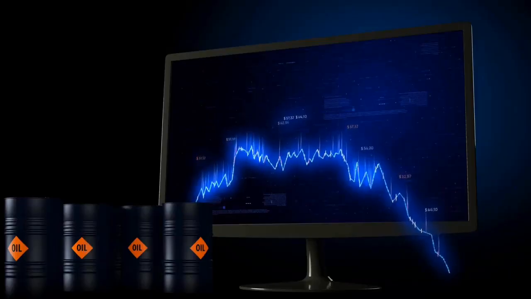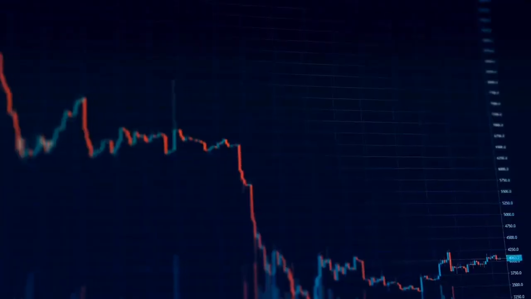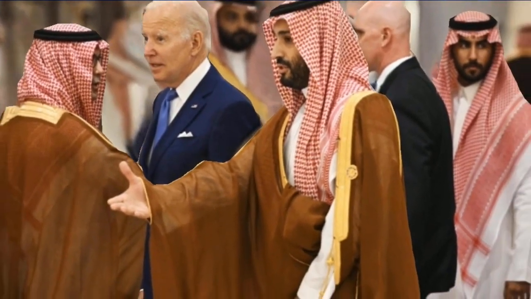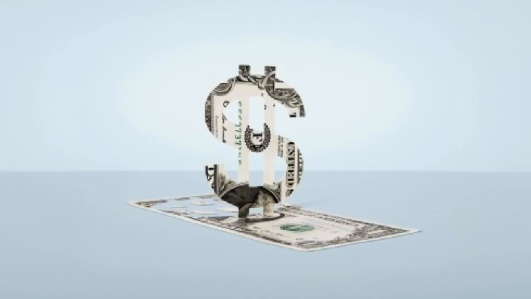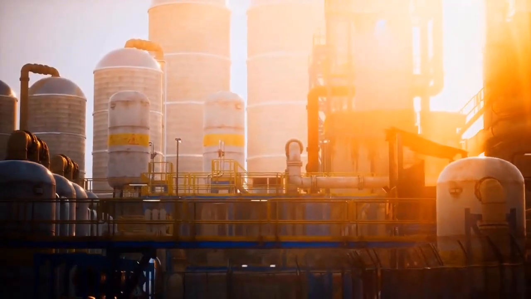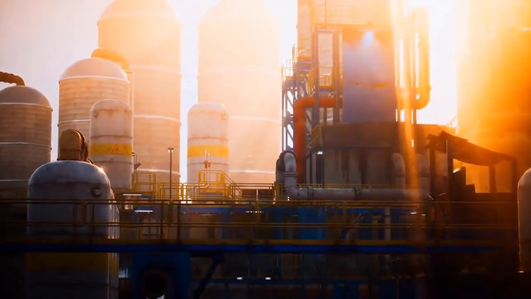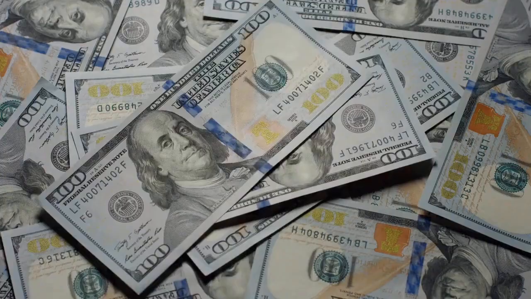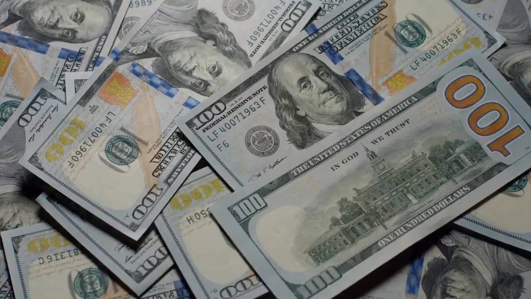The pivotal moment for the U.S. dollar came in 1944 with the Bretton Woods Conference in New Hampshire, where representatives from 44 allied countries devised a new foreign exchange system. The Bretton Woods Agreement established the U.S. dollar as the world's reserve currency. Currencies were no longer linked to gold but could be pegged to the U.S. dollar, backed by America's substantial gold reserves. This agreement officially elevated the dollar to the status of the global reserve currency, with countries accumulating U.S. dollars and purchasing U.S. Treasury securities, considering them safe investments.